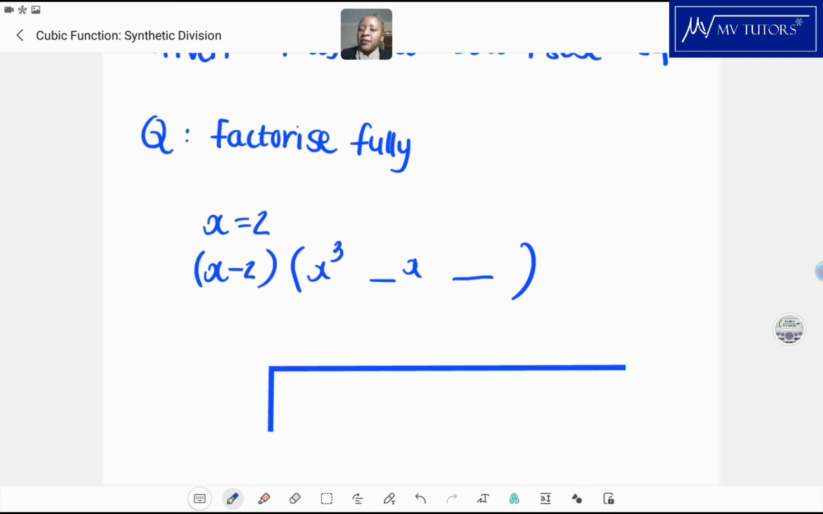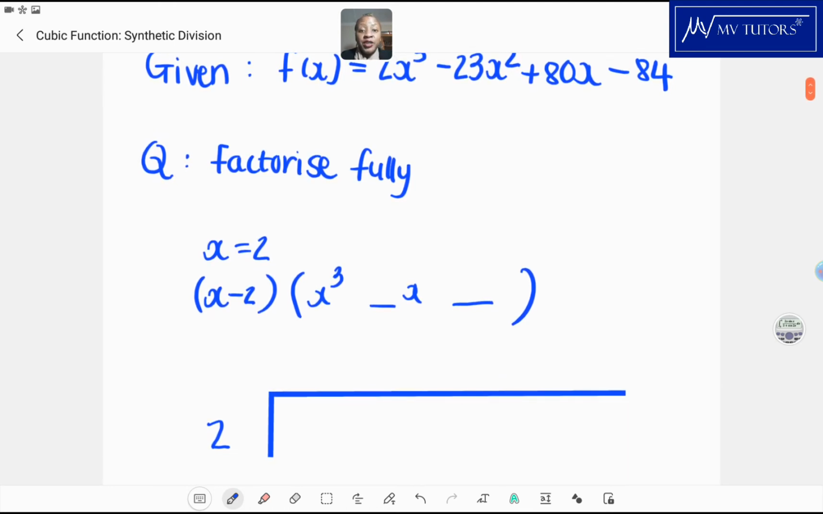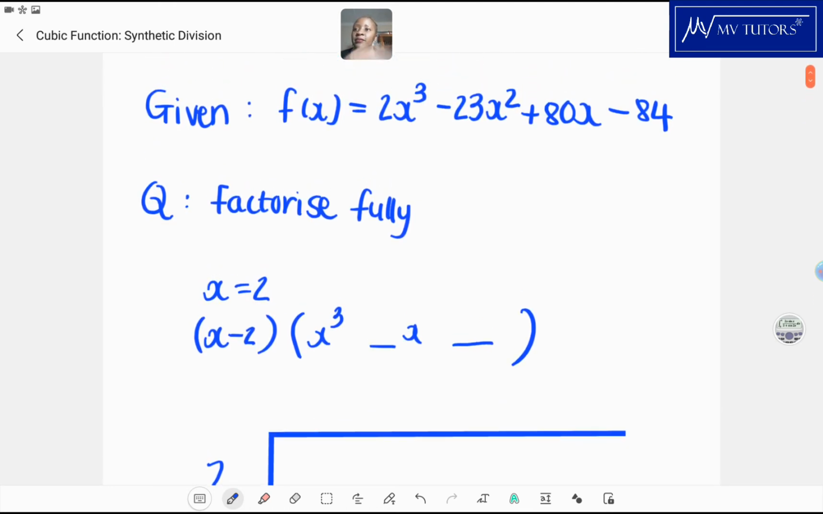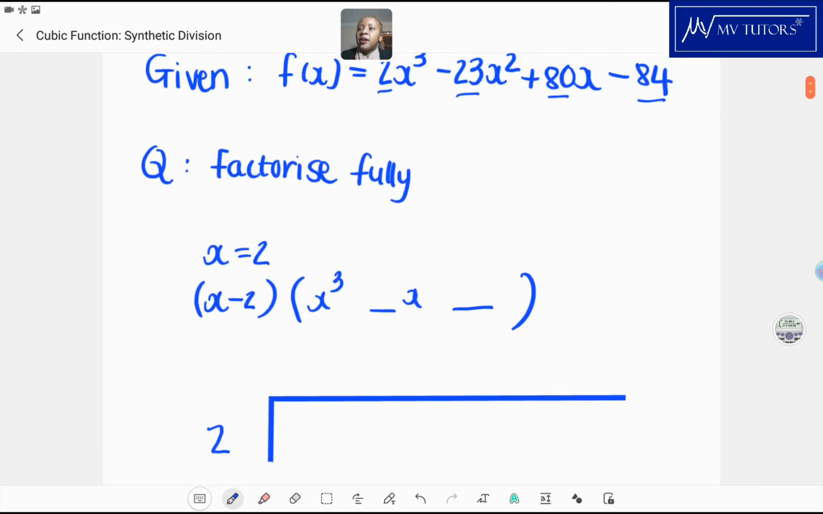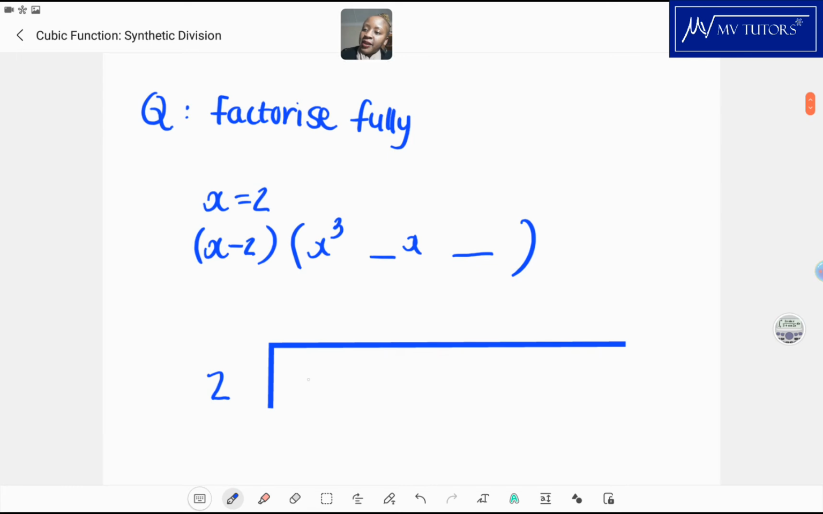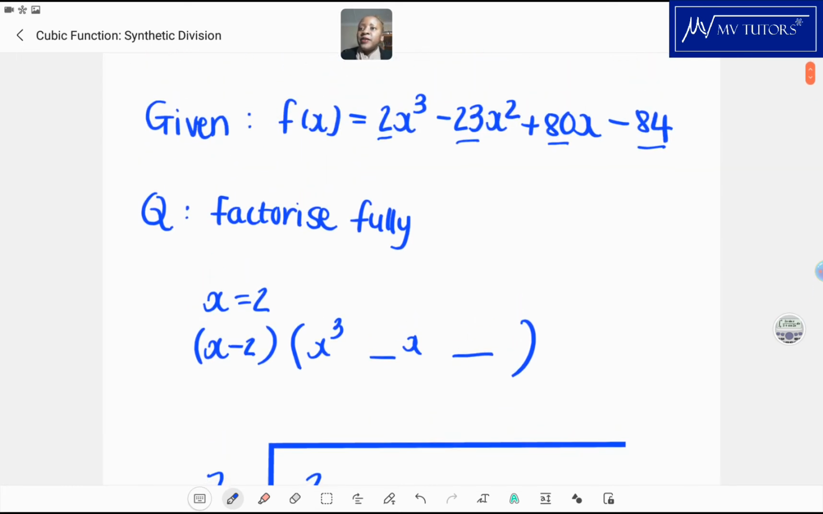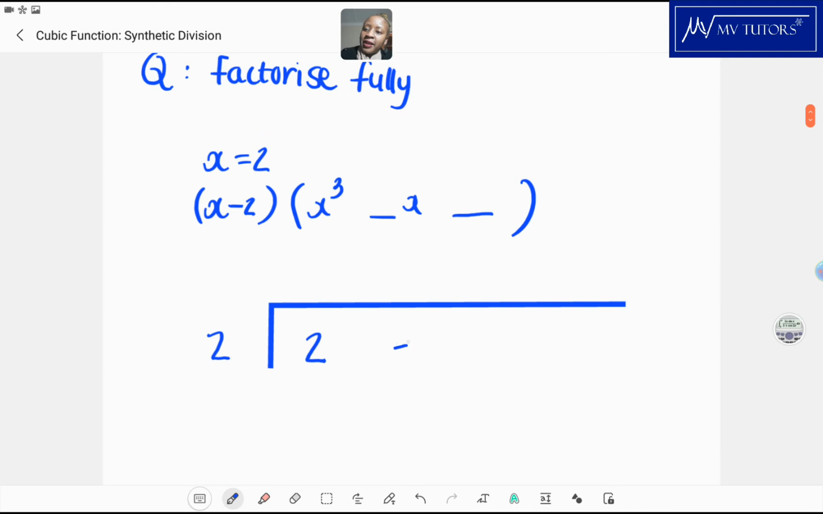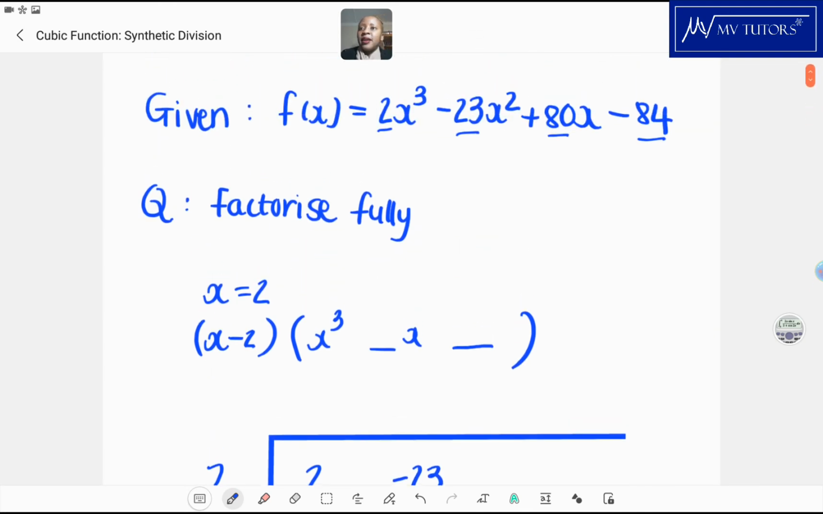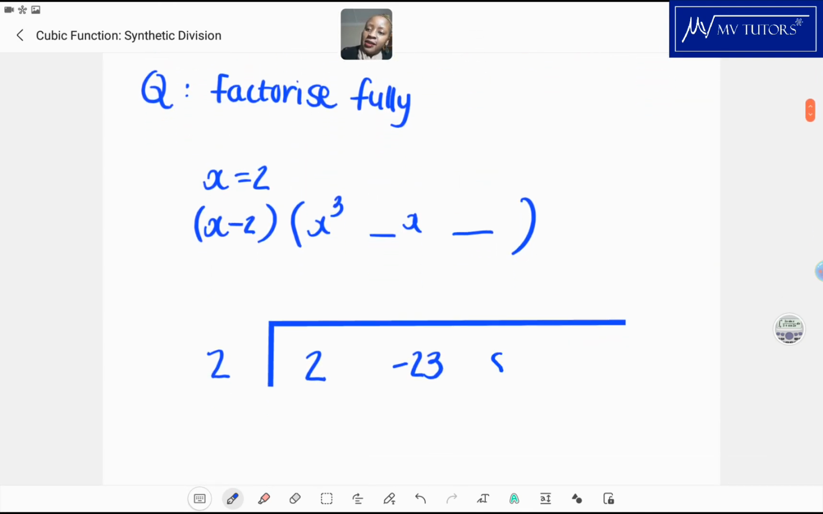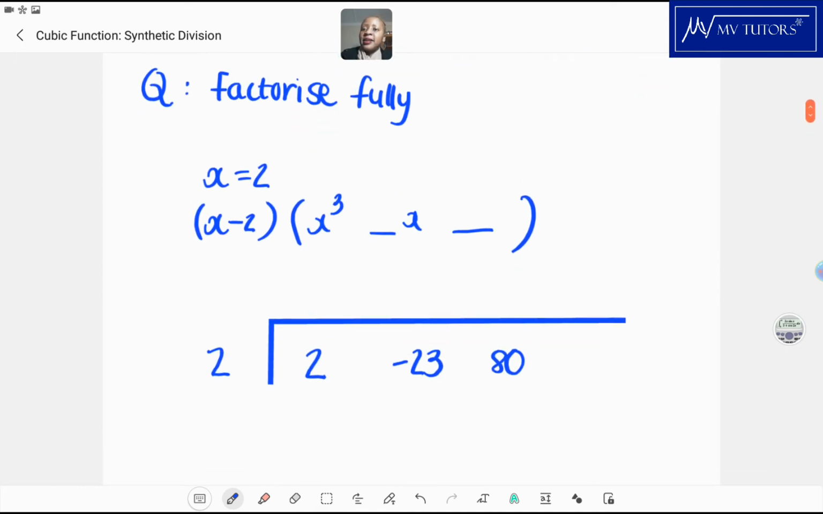We know that 2 is a factor, right? And then we look at the coefficients: the coefficient of x cubed, of x squared, of x, and lastly the constant, which is negative 84. So the coefficient of x cubed is 2, the coefficient of x squared is negative 23, the coefficient of x is 80, and the constant is negative 84.